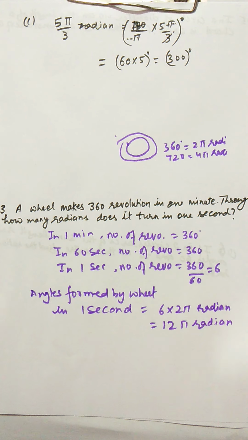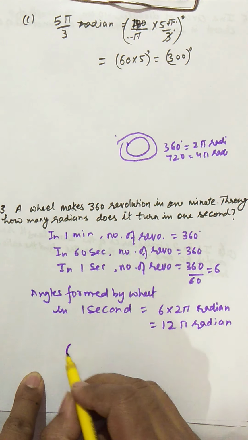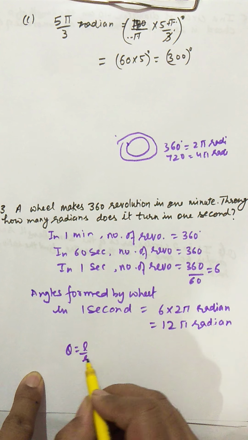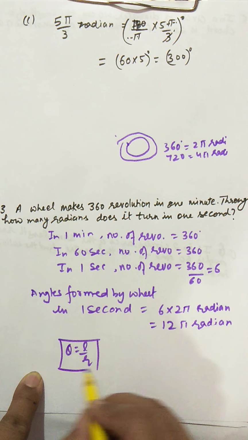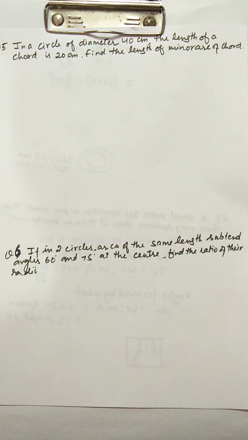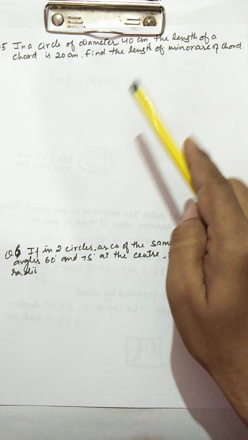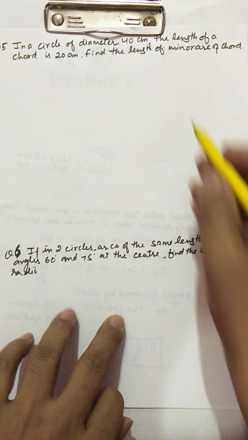Now we are going to solve some more questions based on the relation that we have learnt, that theta is equal to L upon R. So keep this relation in mind. Now come to question number 5. In a circle of diameter 40 centimeters, the length of the chord is 20 centimeters. Find the length of the minor arc of the chord.